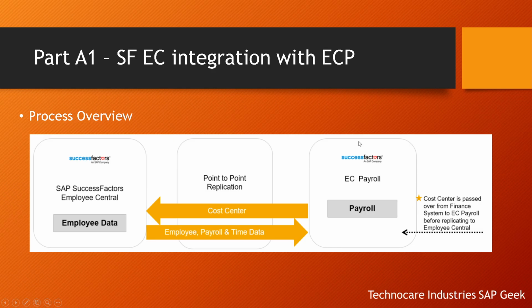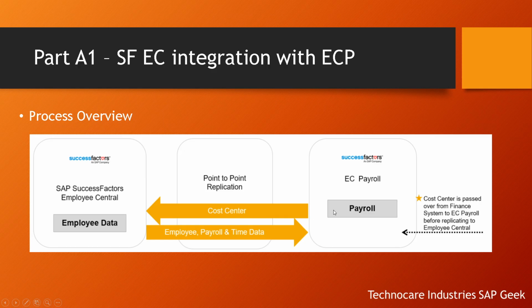There are two types of replication. One is from ECP to EC and one is from EC to ECP. From ECP to EC, SAP has delivered cost center replication in standard. A cost center is something which will be created in SAP Finance. So if our SAP Finance is present in the same SAP public cloud as ECP, then we do not need to do anything else apart from activating the standard cost center replication.